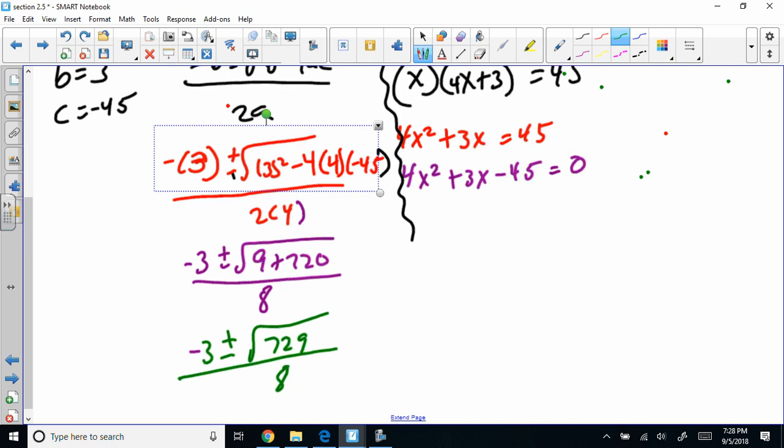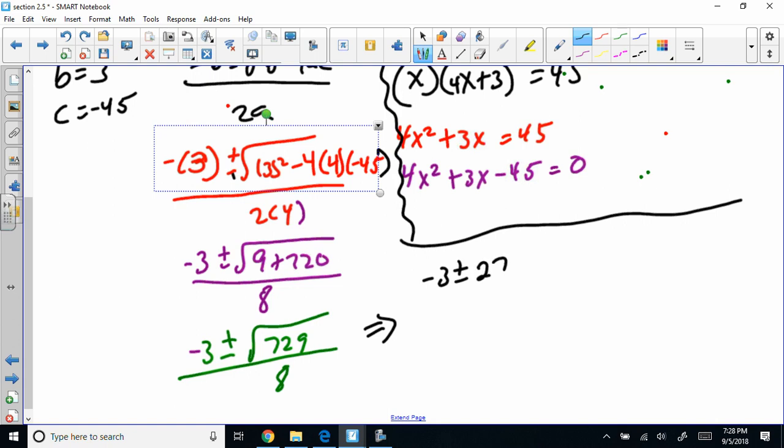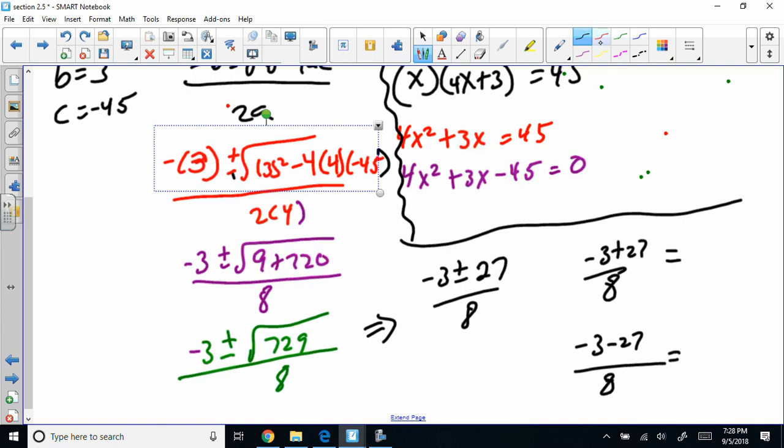And I'm not sure if 729 is a perfect square, is it? I don't know. No, 25 is 6 something. Oh, it's 27. So it is. So we're going to go negative 3 plus or minus 27 all over 8, which is negative 3 plus 27 over 8, and negative 3 minus 27 all over 8. And those are my answers, ladies and gentlemen.